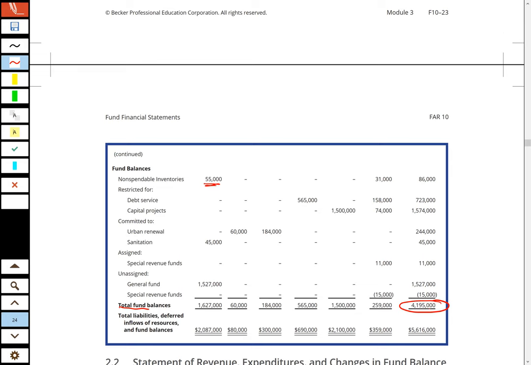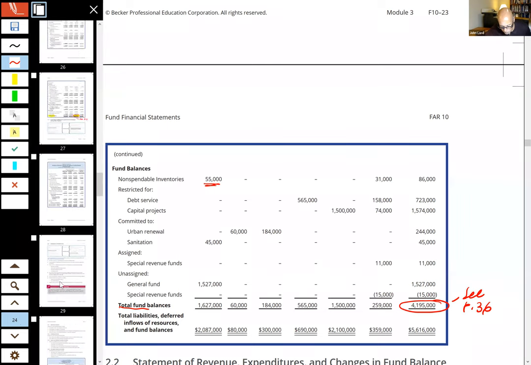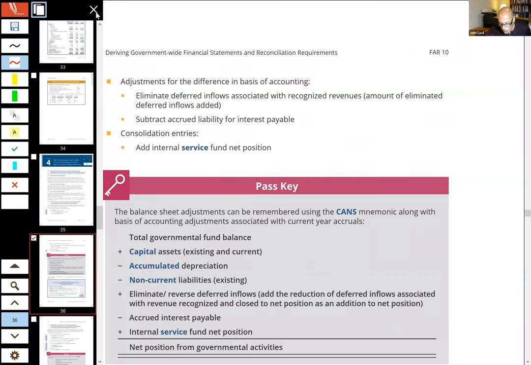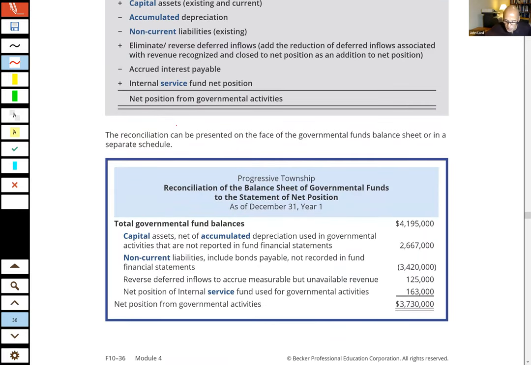Is that the same number that we were looking for before? What were we looking for? We were looking for $3,730,000. This is saying $4,195,000, isn't it? Okay. So now I've got to find my page here. You can put down here, see page 36, okay? And when I go over to page 36, what I have down here at the bottom of page 36, and you can go ahead and label this as recon.